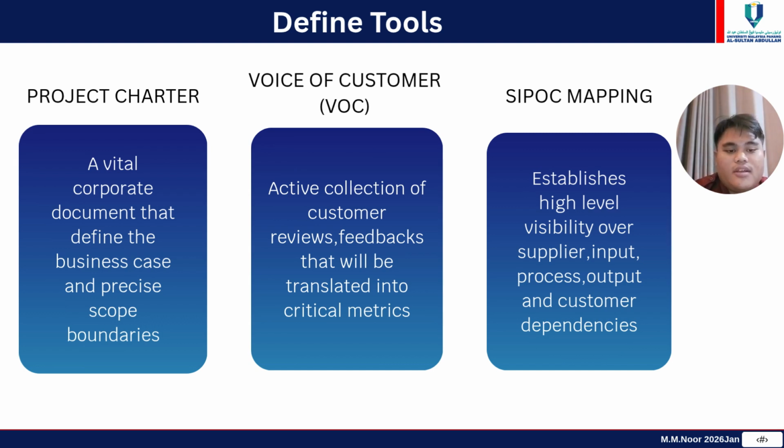Project charter is a vital corporate document to define the business case and precise scope boundaries. After that, VOC is active collection of customer reviews and also feedback that will be translated into important metrics. After that, SIPOC mapping is a high-level diagram to show the visibility of supplier, input, process, output and customer dependencies.